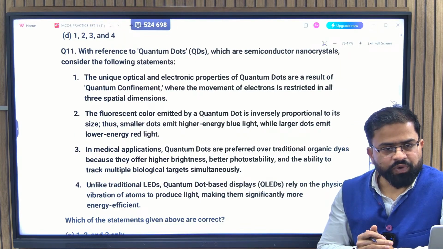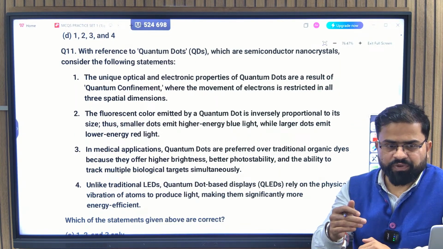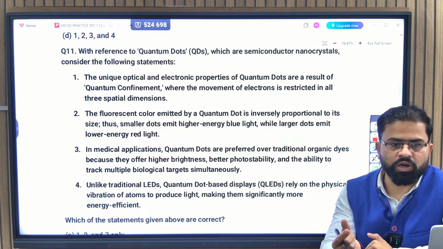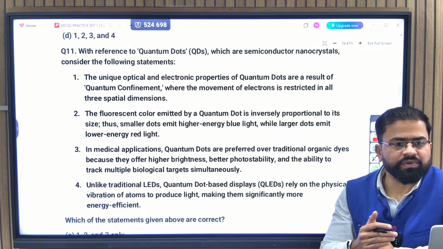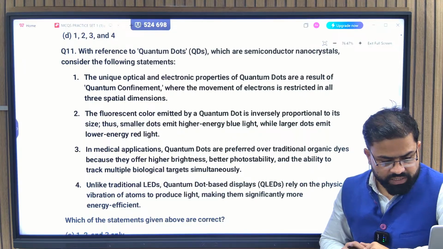And the other aspect we have discussed when you talk about quantum dots: if the quantum dots are made from similar material but of different sizes, they will give different colors. A smaller one will give what? Violet color. A larger one will give red color. We have discussed this in the classes. Okay, so here, what is the question?